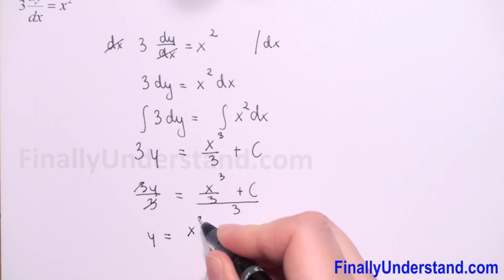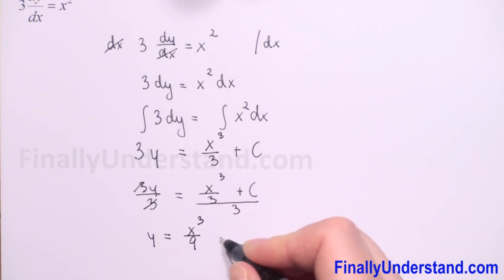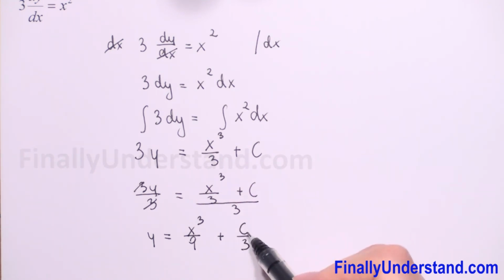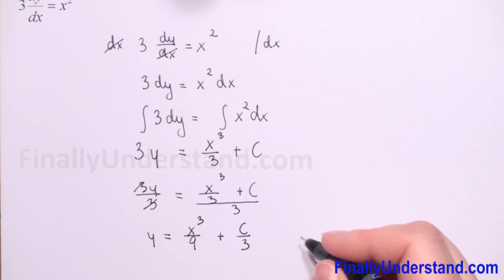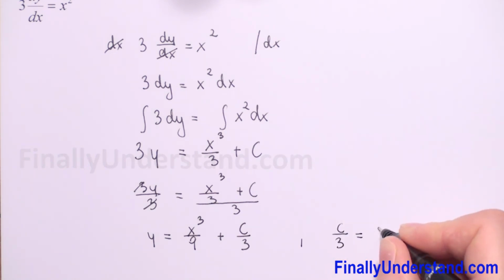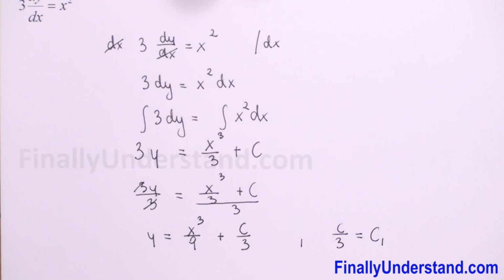so it will be x cubed over 9, and we have plus c over 3, because c is a constant, so we can replace, for example, c over 3 with c1. This is our arbitrary constant. So we have y is equal to, we can rewrite that as, 1 over 9 x cubed plus c1. This is my solution.